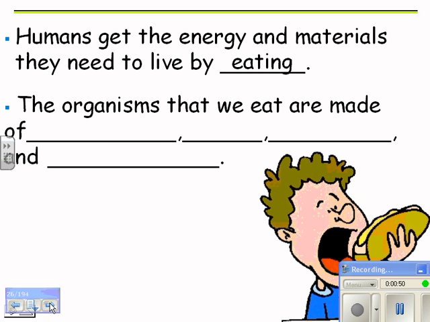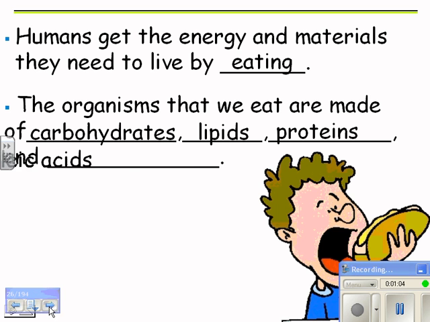The organisms that we eat are made out of those 4 macromolecules that you spent all that time learning. The first one is carbohydrates, and I bet you can remember the others, so you can pause this and think of them. And I'll tell you now. I bet you got them. They are lipids, proteins, and nucleic acids.